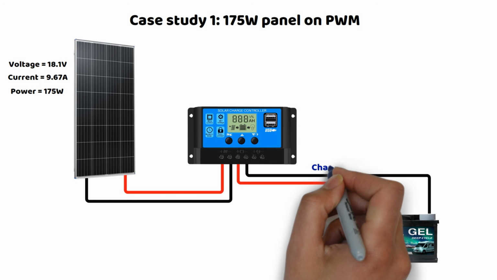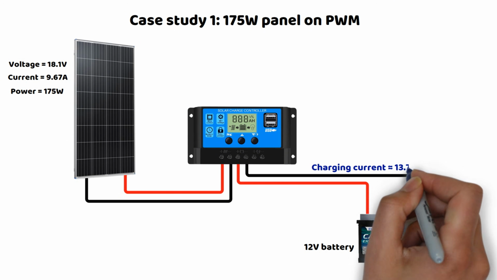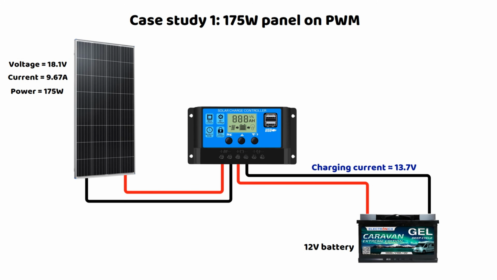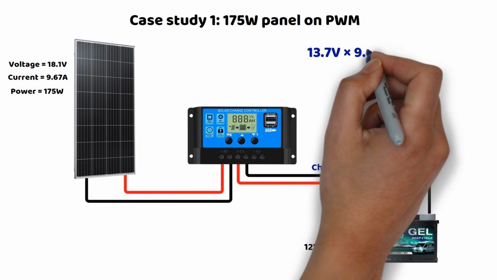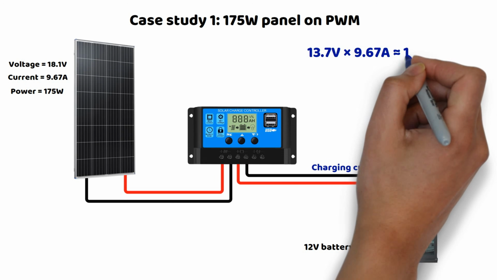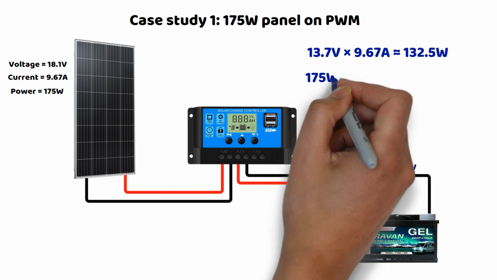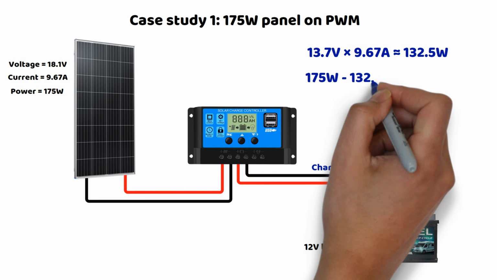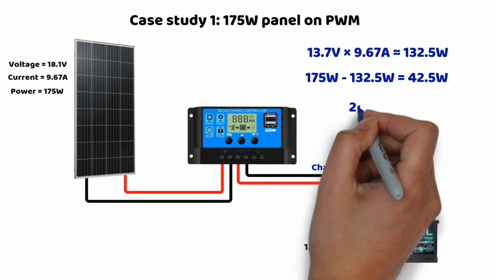The problem is that the PWM will have no effect on the current. As a result, the actual power transferred will be 13.7 volts times 9.67 amperes, which is approximately 132.5 watts. So there is a potential energy loss. 175 watts minus 132.5 watts equals 42.5 watts lost, which is about 24% loss.